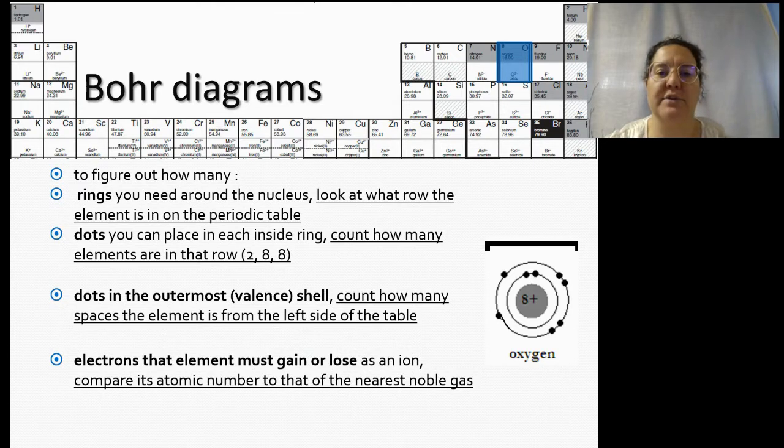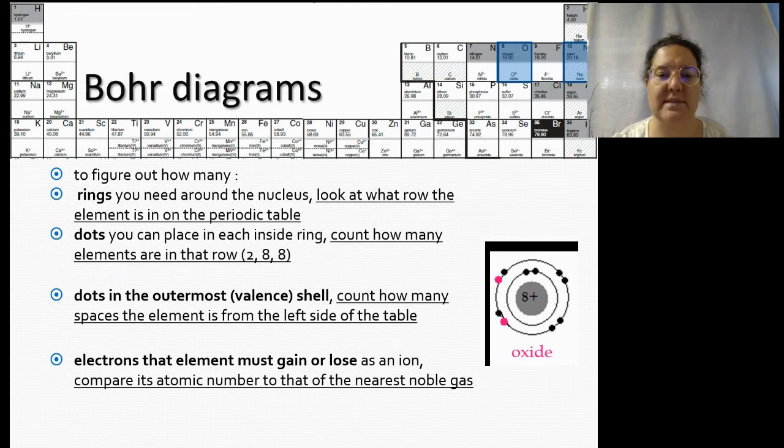And there's also a missing number of electrons here too, which the oxygen atom must gain or lose to reach the atomic number of the nearest noble gas. So the nearest noble gas is neon, which would have 10 electrons. So if we added 2 electrons to our oxygen atom, we would end up with oxide, which is the oxygen ion with 2 extra electrons.